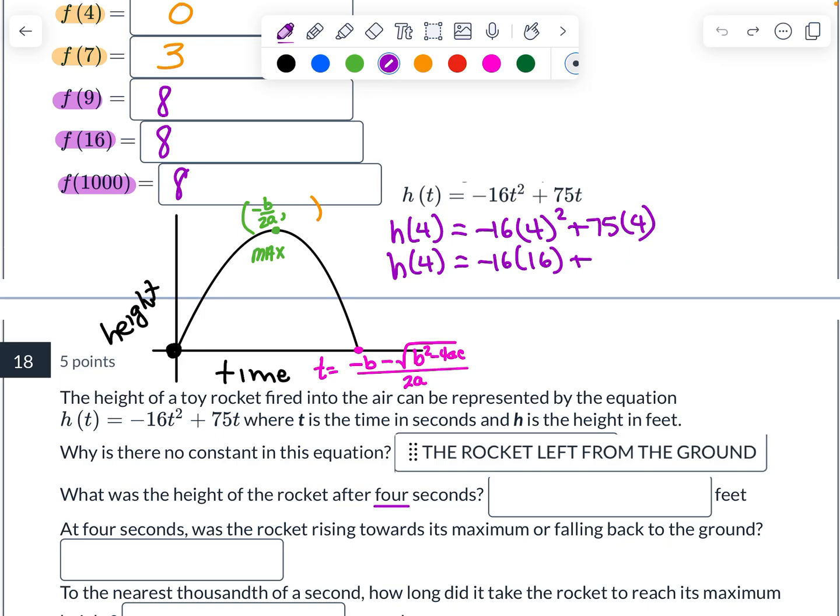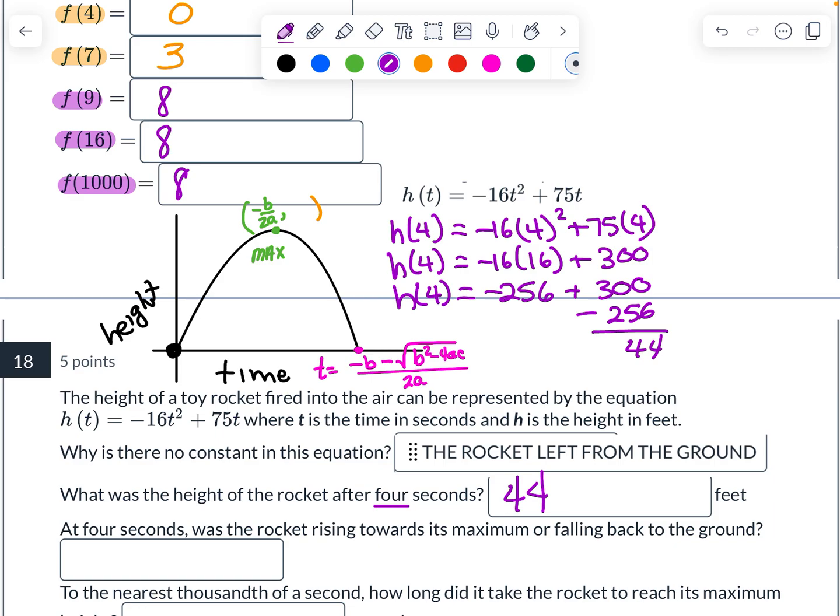That's 300. You can put it in your calculator. You do not need to do it by hand. I'm doing it by hand because I think I know it. I think that's 44 feet. Okay, so that's that one.